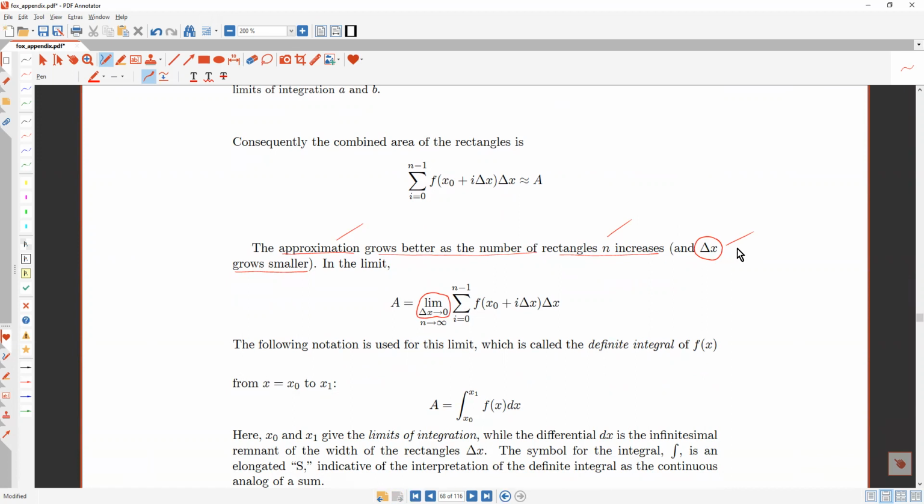Well, how can we describe this growing smaller and smaller and the number of rectangles increasing? How can we describe this idea? We describe this idea by the limit concept, where I'm going to highlight this over here. Notice that the change in x goes to 0, right? The change in x goes to 0, and look at this. N goes to infinity, right? N goes to infinity. An infinite number of those small rectangles.